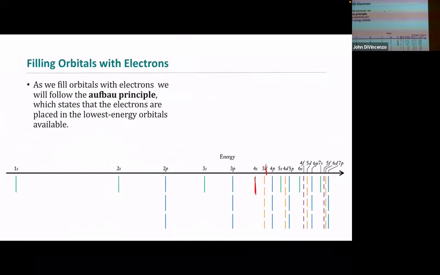Just hang on to the fact that 4s fills before 3d. It's got a higher principal quantum number, so you would say, okay, 3d would fill first, right? Well, just energetically, it doesn't. It turns out the 4s has lower energy than 3d, and that's all that matters, what the quantum mechanics shows us mathematically. So as we fill orbitals with electrons, we follow the Aufbau principle, which states that electrons are placed in the lowest energy orbitals available. And you won't have to memorize that because you'll just follow the periodic table.